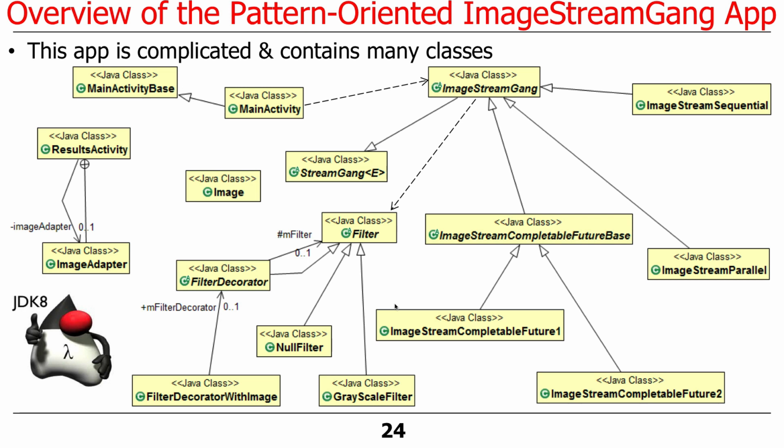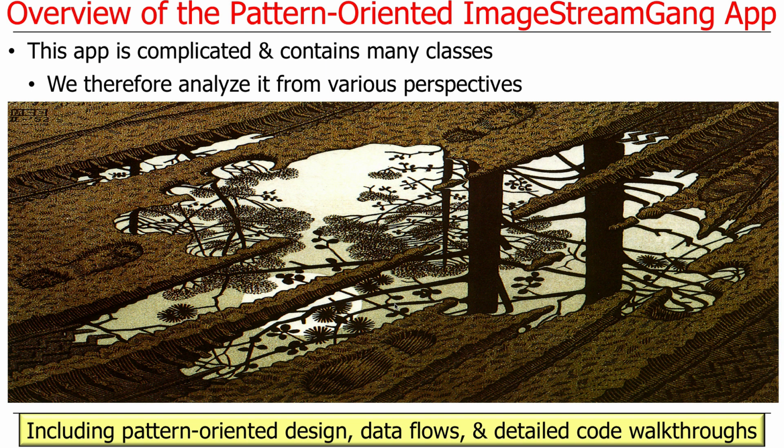Here is a snapshot of some of the key classes in this app. So you can see it's more interesting perhaps than the SearchStreamGang example, which had fewer classes and fewer relationships between the classes. So when you see something like this, it's like, wow, what the heck's going on, right? This is interesting. So we're going to look at this from a couple of different points of view. We're going to look at it from the patterns that are used, the data flows, what talks to what visually, and then we'll actually walk through the code. And the intent of doing these different perspectives is to give you a more holistic view of what the app is trying to do.